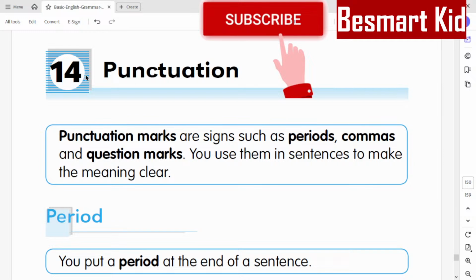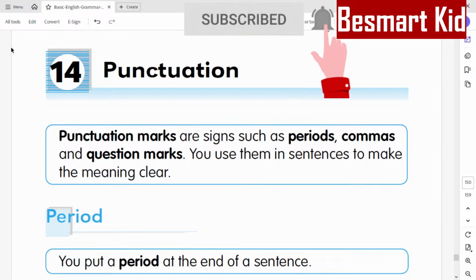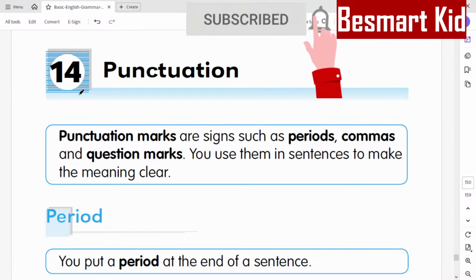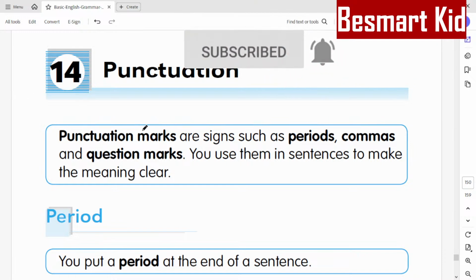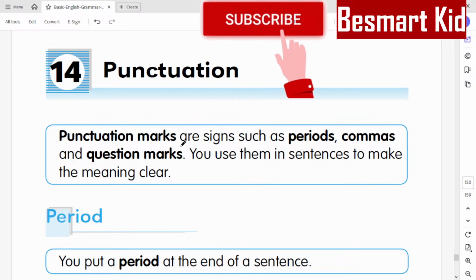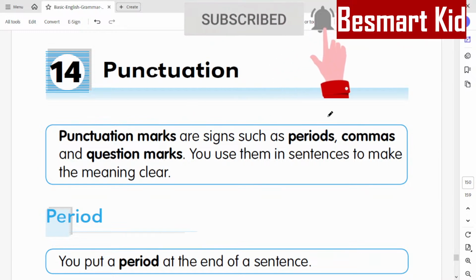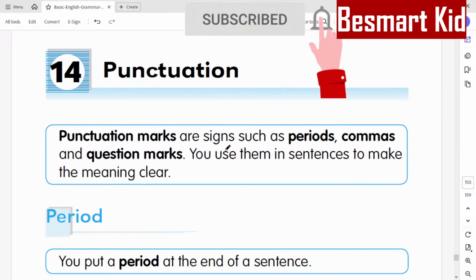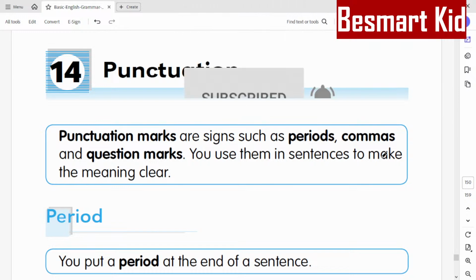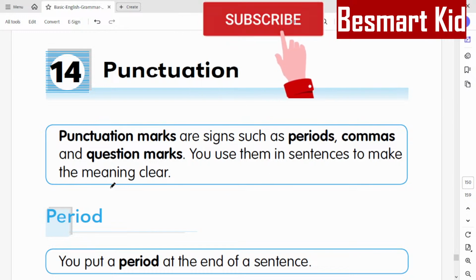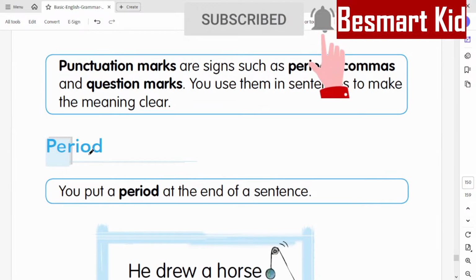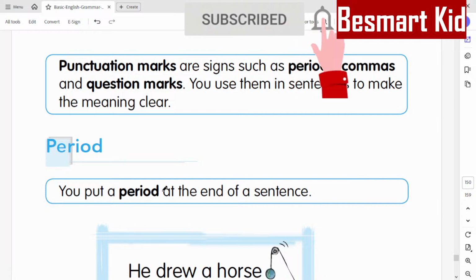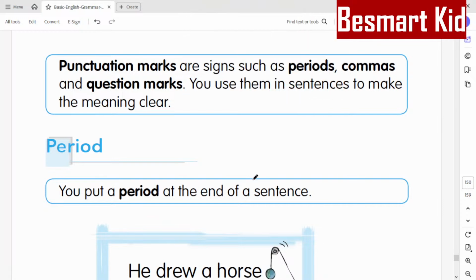Now we have chapter 14, which is punctuation. Punctuation marks are signs such as periods, commas, and question marks. You see them in sentences to make the meaning clear. Let's start with the period. You put a period at the end of a sentence.